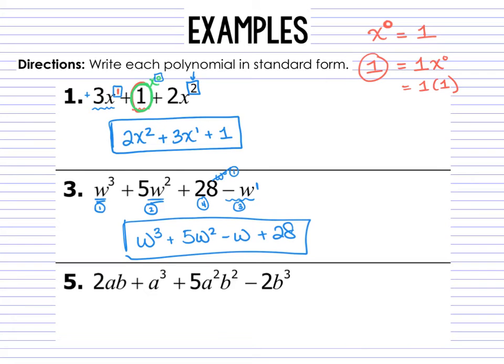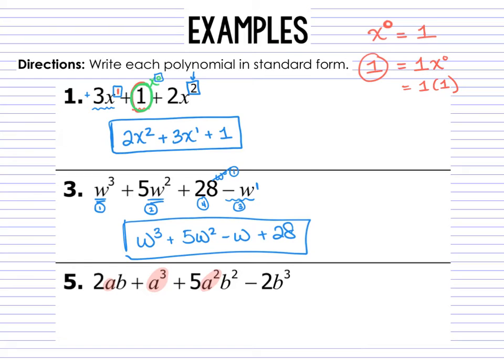All right, number 5 is where things get a little bit tricky. So alphabetical order was the first rule, which means we need to look at the a's when we're trying to determine what order to write this in. So I've got an a here, an a here, an a here, and then there's no a in the last one. So we are going to order these based on the variable that comes first alphabetically, based on the a's.